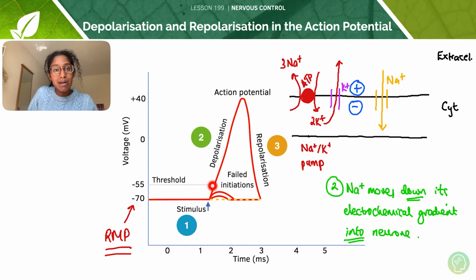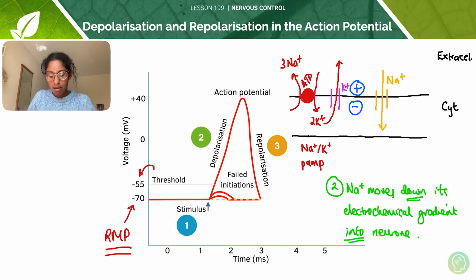If it reaches -55, then depolarization occurs. If it doesn't reach -55, then it's a failed initiation and depolarization does not occur, because not enough sodium channels are open to allow lots of sodium in. So it's really essential we reach that threshold of -55 millivolts here.